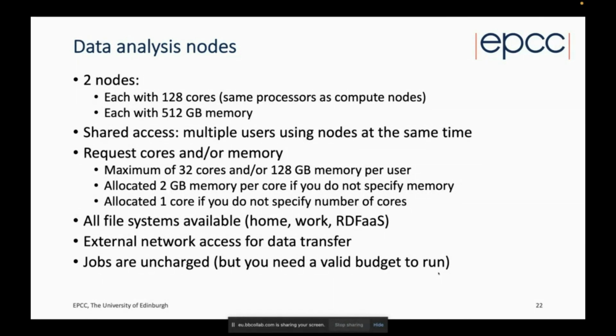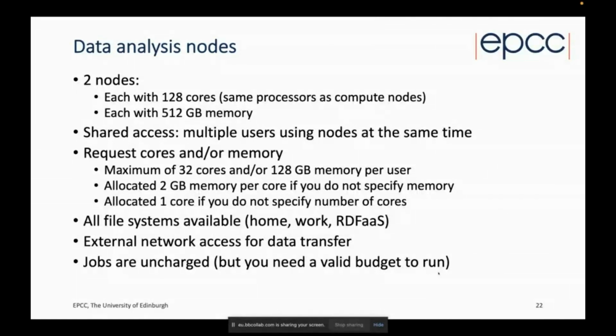On these nodes, you request cores and/or memory, depending on what your requirements are. So each user can have a maximum of 32 cores, be they split across single core jobs, or be they one job using 32 cores, or a maximum of 128 gigabytes of memory. If you don't ask for a particular amount of memory, you get 2 gig for every core you've asked for. If you ask for a specific amount of memory but don't specify cores, you get 1 core by default.